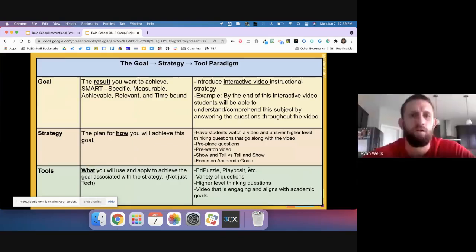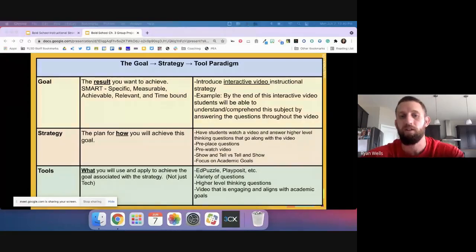So here's the goal, the strategy, and the tools. Ultimately, the goal is that you're trying to introduce the interactive video. But here's what would be an example: by the end of watching this video, kids should be able to comprehend or understand this subject matter by answering these questions, or at least have a basic understanding. And that could be used for any subject matter.